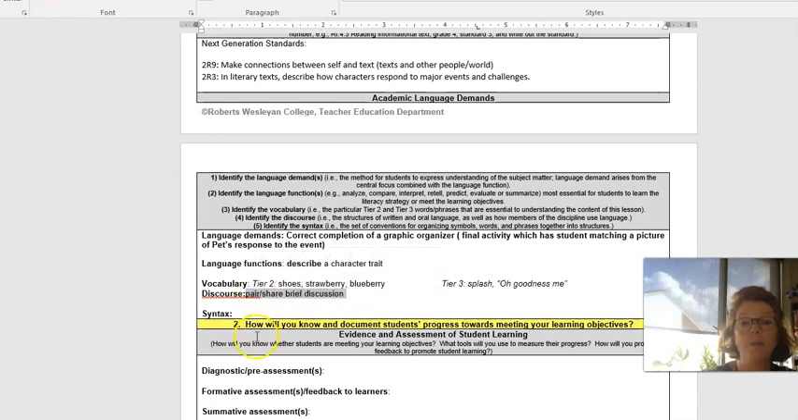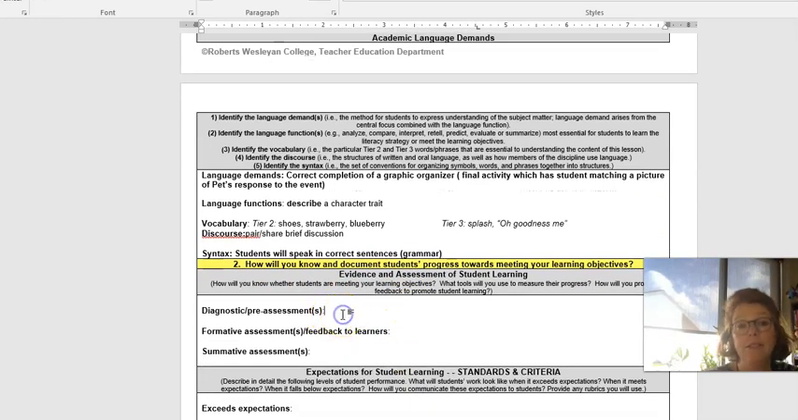Syntax. This is your grammar. How are they going to put their sentences together? So something like this: students will speak in correct sentences, grammar-wise. Okay, great.